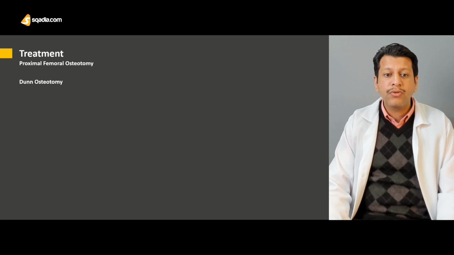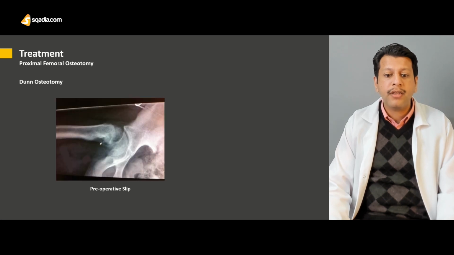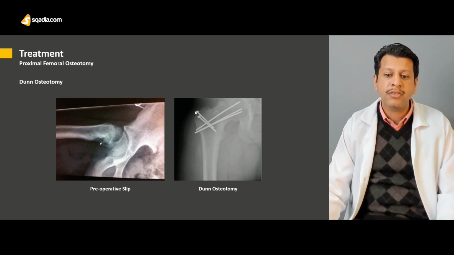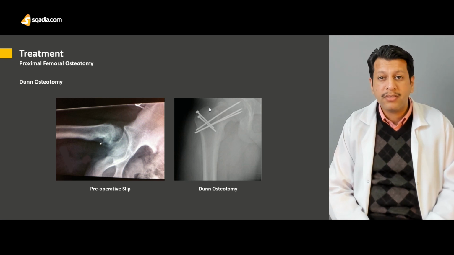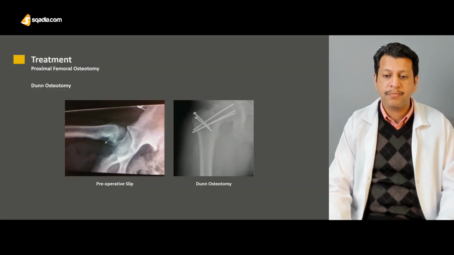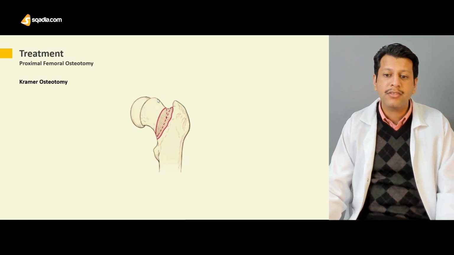Now, as I told you, an osteotomy can be done. This is just an X-ray of the preoperative slip. Once they have done the osteotomy at the level of the neck, they apply the K-wires, and usually they are smooth K-wires because the proximal femoral epiphysis has to be preserved, and using screws can damage the physis of the proximal femur. Another option is having a Kramer osteotomy, and a Kramer osteotomy is done at the neck and trochanteric junction.